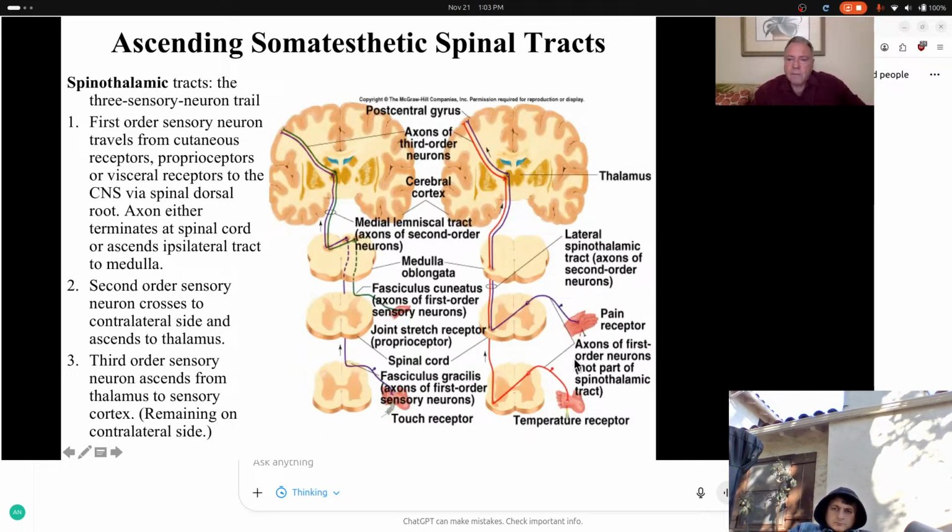Okay? So all these different sensors are coming in at different levels of the spinal cord. But the first order is staying on the same side. The second one crosses over to the opposite side and goes to the thalamus. The third from the thalamus, that's the filter, goes from the thalamus to the sensory cortex. That's pretty cool, actually. On the opposite side of your body from where the sensory signal actually came in.